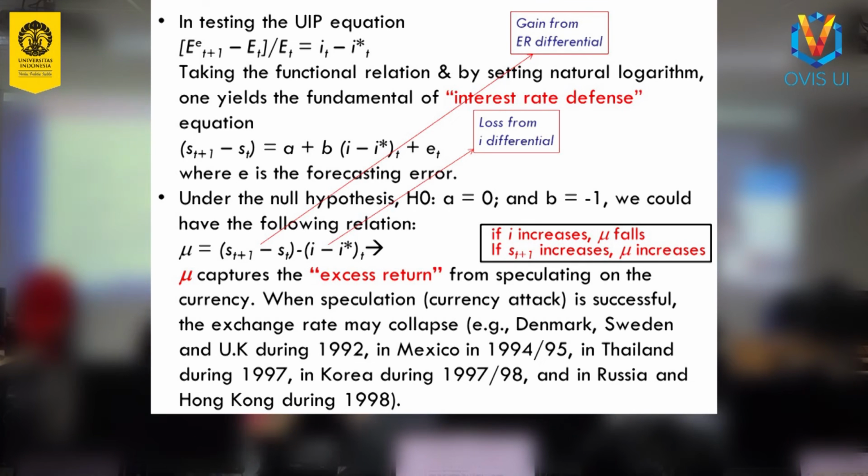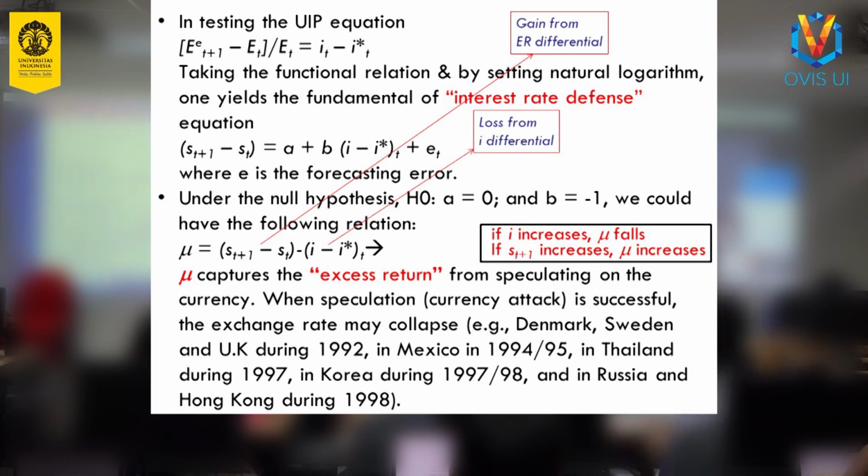Okay? So, at the end, you have to compare the benefit that the speculator will get, which is this. They get the benefit from rupiah depreciation, compared to what the speculators lose, which is the interest rate differential. If the benefit is greater than the loss, then the speculator wins. That mu becomes positive and high. On the other hand, if the exchange rate differential is relatively smaller than the interest rate differential, the speculator loses because the mu is negative.